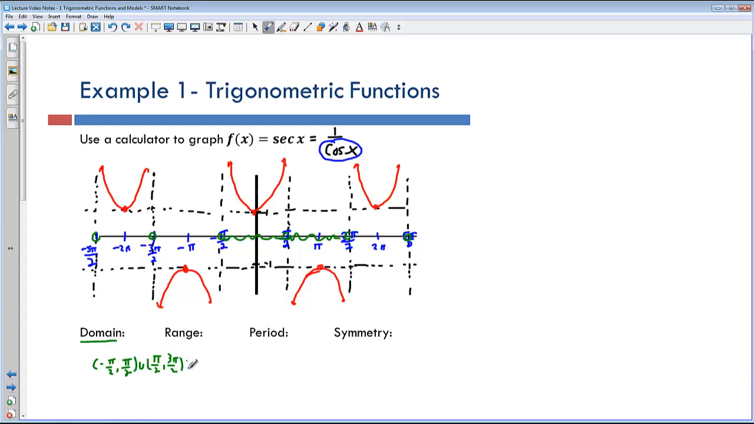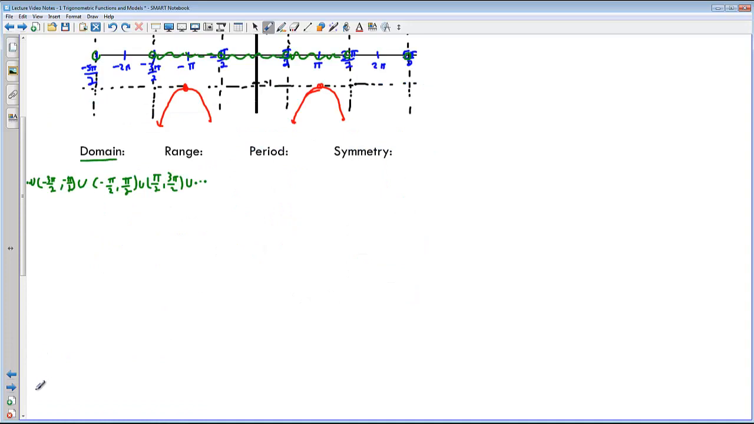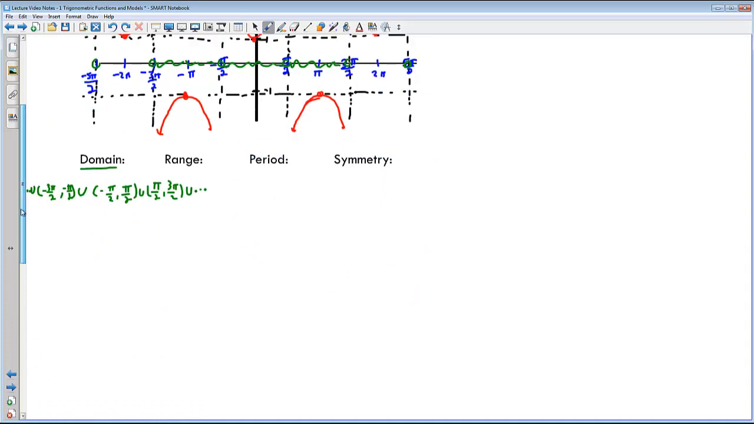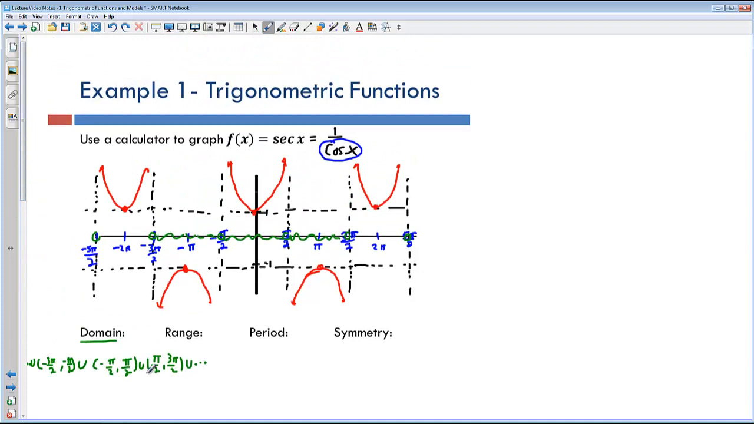And then I'm just going to write union dot dot dot. So continue sort of in that pattern. And then I'm going to go back the other way too. I'll do one of these. So from basically negative 3 pi over 2 to negative pi over 2. So here I have negative 3 pi over 2 to negative pi over 2. And then I'm just going to write union dot dot dot, right, in that way. Right, so that's my domain there.